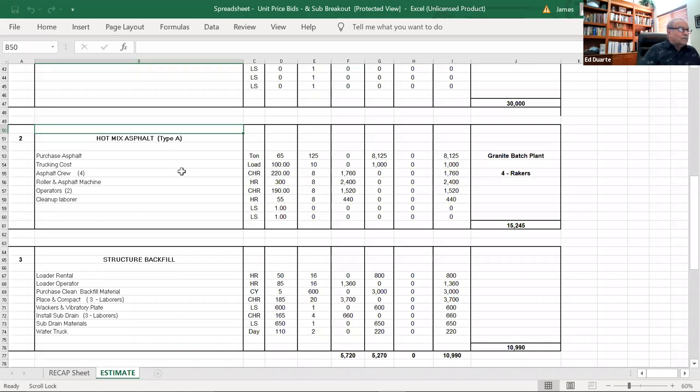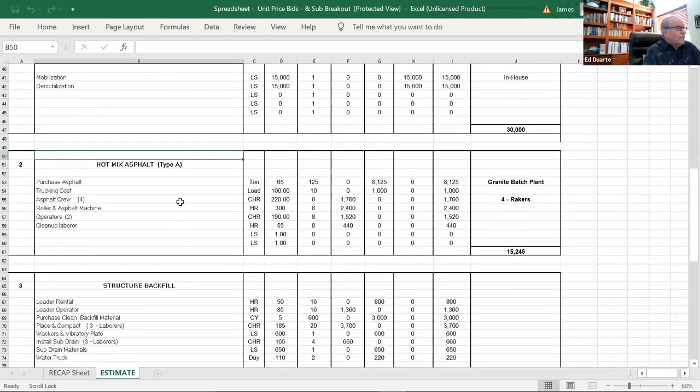Caltrans bids hundreds and hundreds of miles of freeway and road work a year, and they're all in this format, so they know what the range is for hot mix asphalt. They know what the range is for structure backfill. And so if they do their takeoff estimated quantity times their average price under the last 10 bids for 2020, that gives them their estimate, and that's how they arrive at their budget numbers.